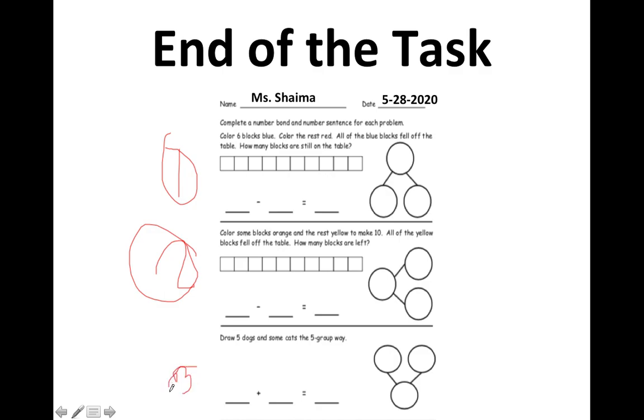Now I'm going to read number 3. Draw 5 dogs and some cats in the 5-group way. This might sound confusing, but altogether you're supposed to have 10 animals. So draw 5 dogs and some cats in the 5-group way to make up to 10 animals. And fill in the number bond and the number sentence.